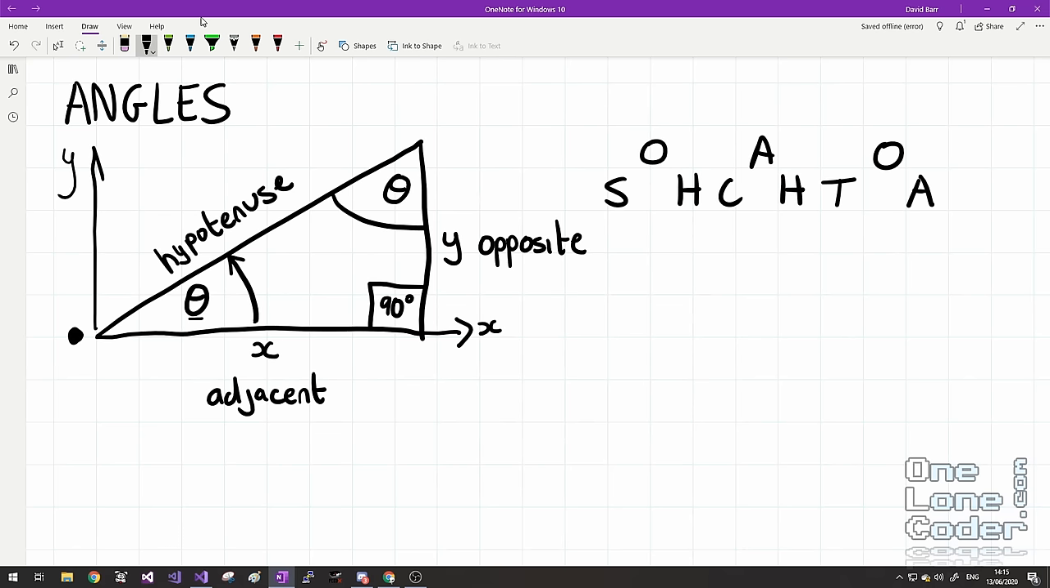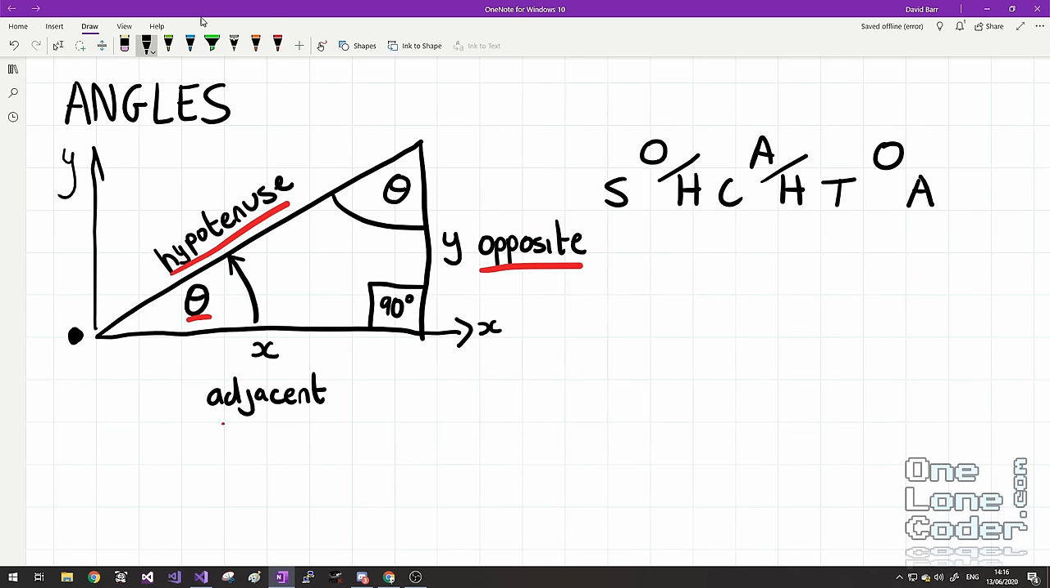SOH-CAH-TOA. And depending on what information we have to hand decides which part of this phrase we use for calculation. So when we know the opposite side and the adjacent side, we can work out the missing angle with the tangent function. If we know the adjacent and the hypotenuse, then we can work out theta with the cosine function. And if all that we have is the length of the opposite side and the length of the hypotenuse, then we can work out theta with the sine function.